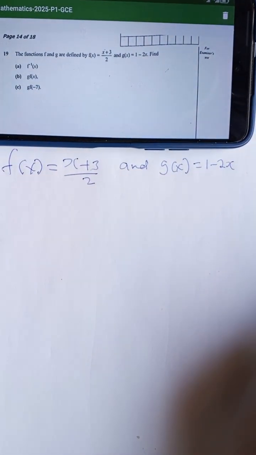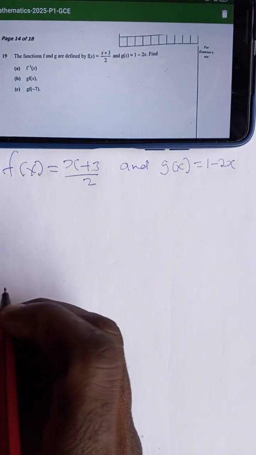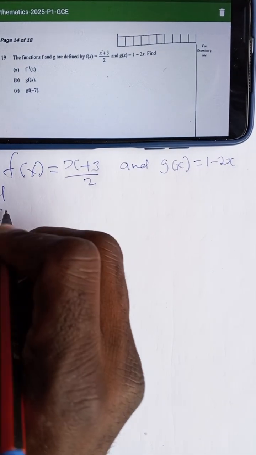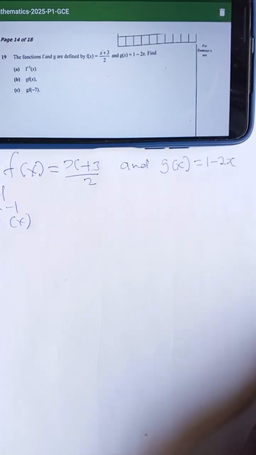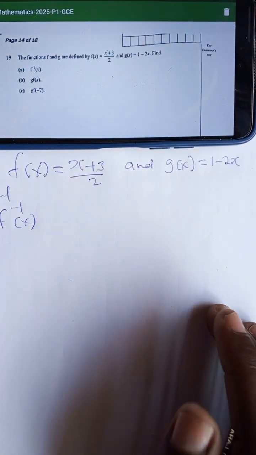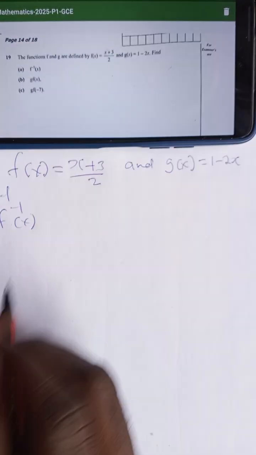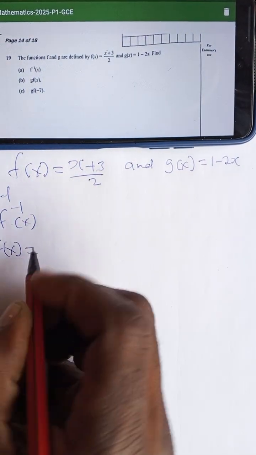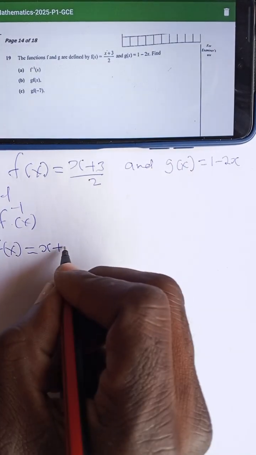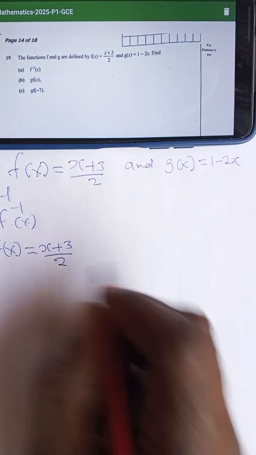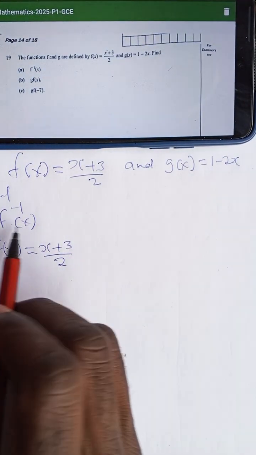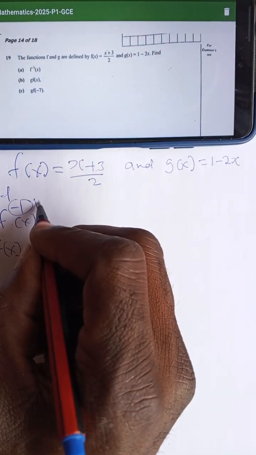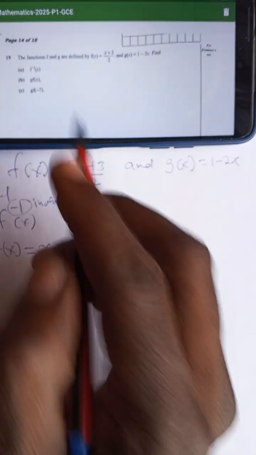The first question is A, find f inverse of x. To find f inverse of x, we are going to pick the function of f, which is this one here. We write it down as a first step. f of x is x plus 3 over 2. What are we looking for? We are looking for the inverse function of f. This power negative 1 simply means inverse.